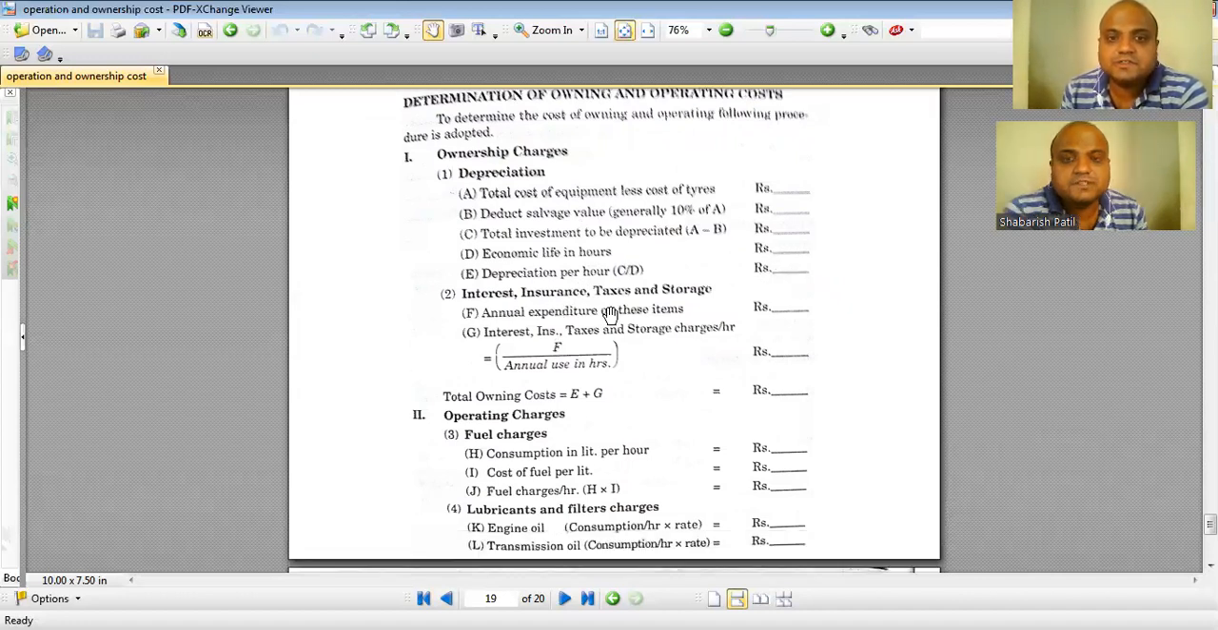Interest, insurance, taxes and storage costs are supposed to be listed. Annual expenditure on these items, interest, insurance, is supposed to be listed in general as some amount there. So total owning cost will be equal to E plus F. E plus G is the total owning cost.